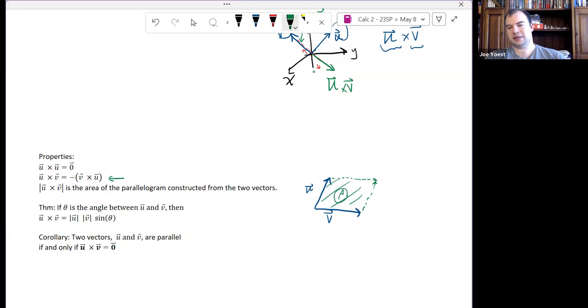This parallelogram has a two-dimensional area. And it turns out we can find the area as the length of the vector U cross V. So the length of this vector U cross V is the area of this parallelogram. Kind of an interesting relationship. I don't think that's obvious from the geometry.